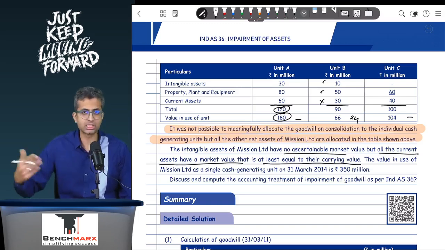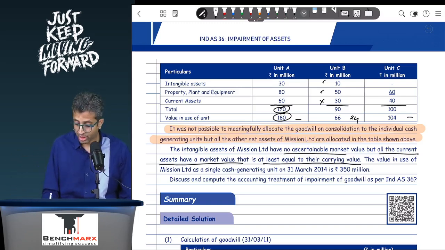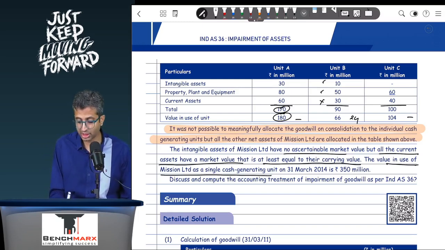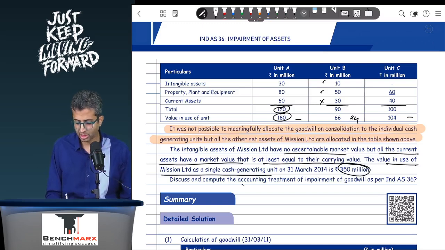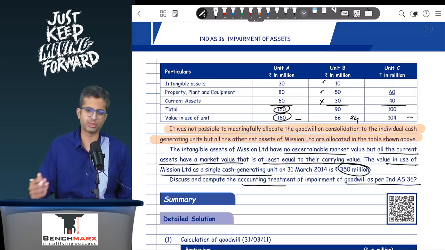So current assets will not bear any loss. The value in use of Mission Limited as a single CGU is 350 million. Okay, that is for the company as a whole. Discuss and compute the accounting treatment of the impairment of goodwill as per Ind AS 36.